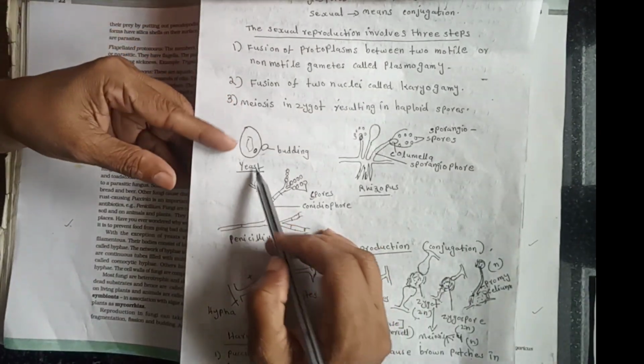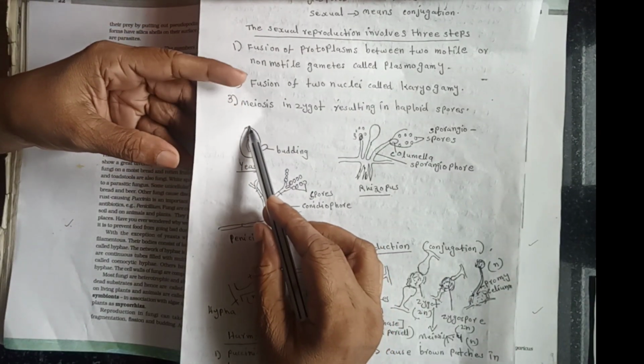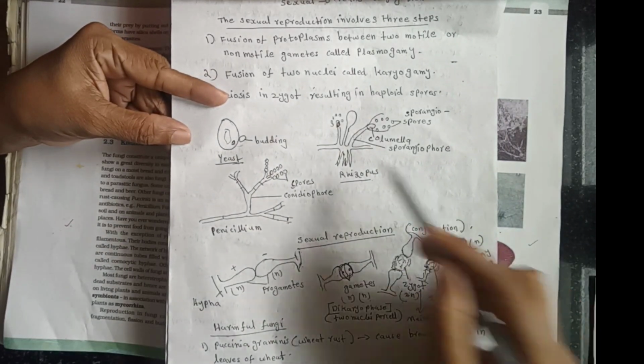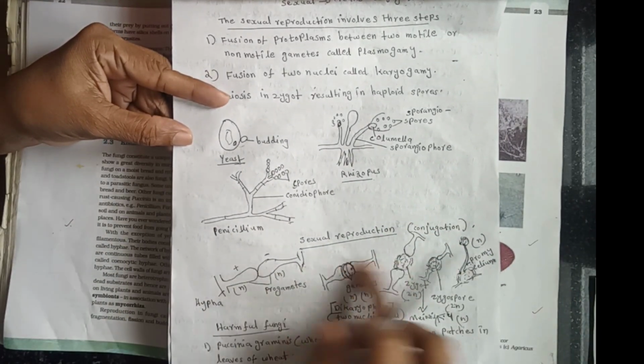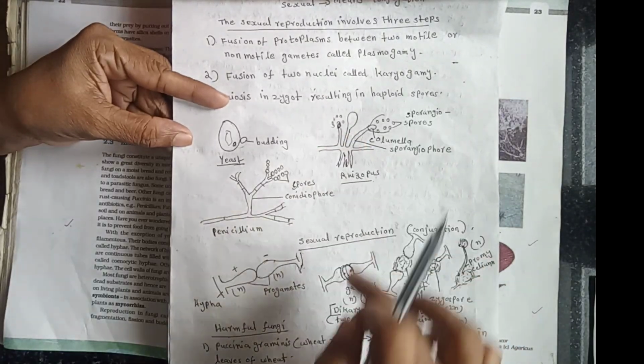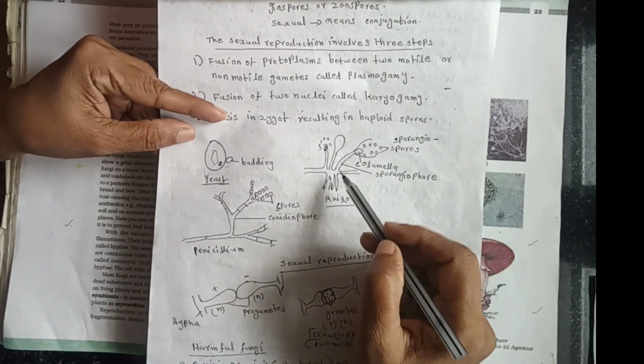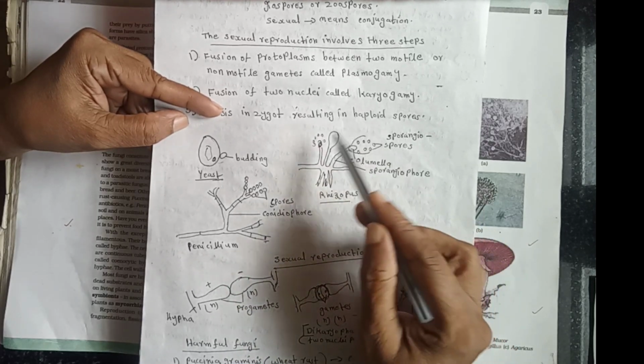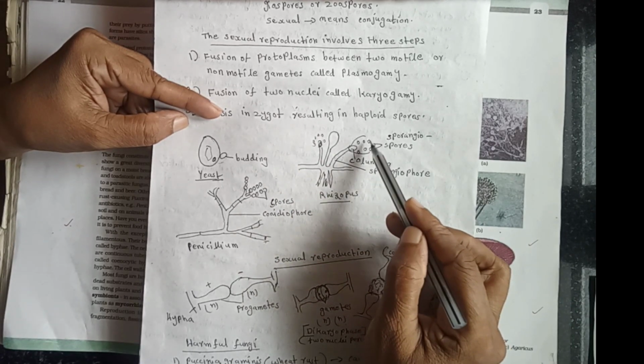These are the other structures. Budding, as in yeast, the reproduction is budding. This is the sexual reproduction of Rhizopus. But the asexual mode of reproduction is spore formation. Sporangiophores are produced in Rhizopus.